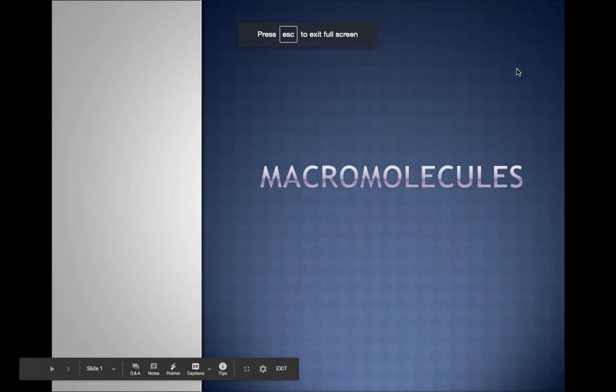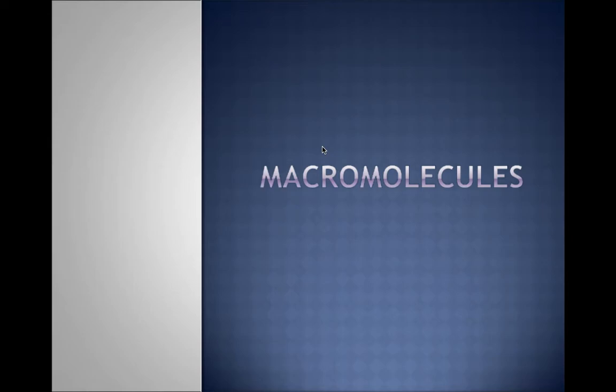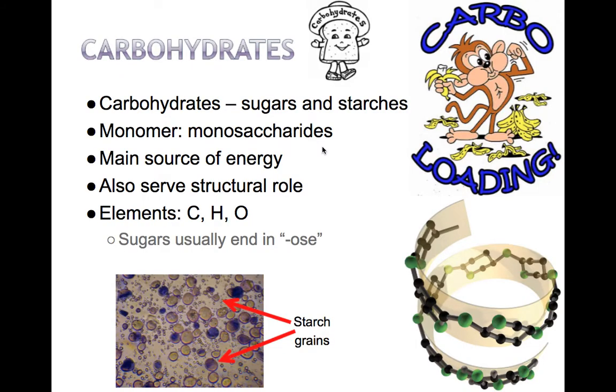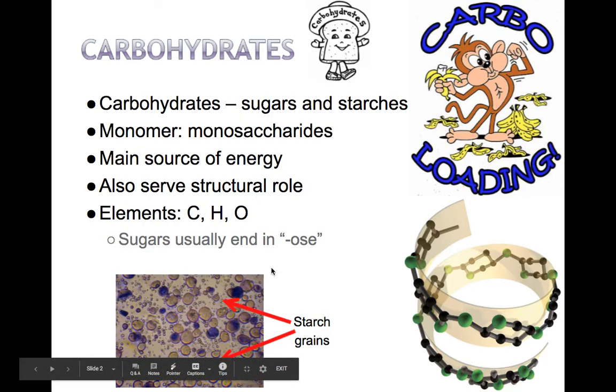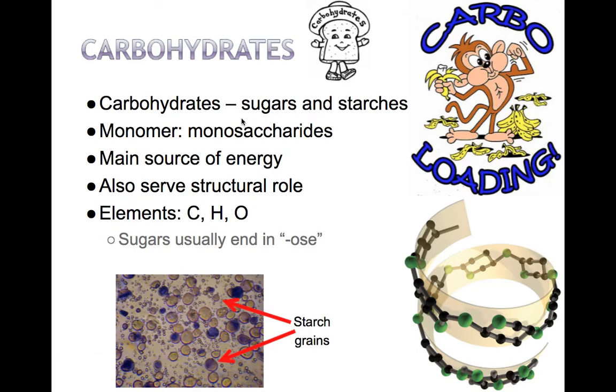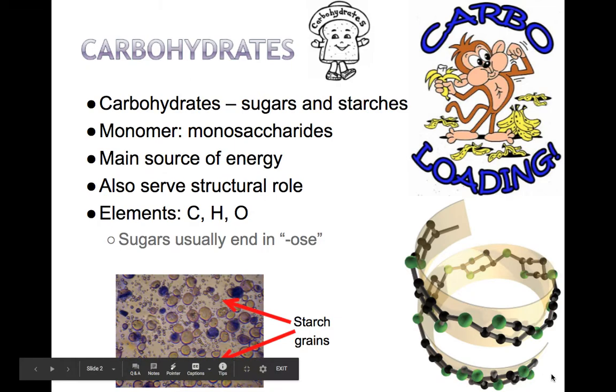So this is the PowerPoint I shared with you the other day, and I just wanted to go through it and explain a little bit about it. So again, macromolecules, four types: carbs, lipids, proteins, and nucleic acids. The carbohydrates here are what you see with carbs, sugars, and starches are your two main types. The monomers are called monosaccharides. They are a main source of energy, and you can see here that they form long chains in your body.